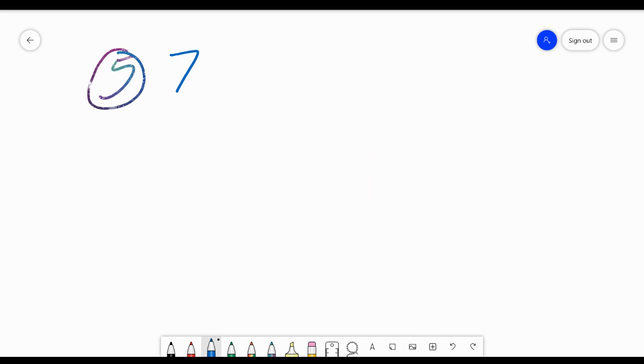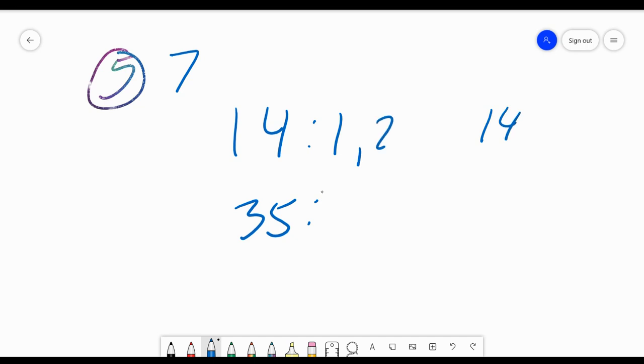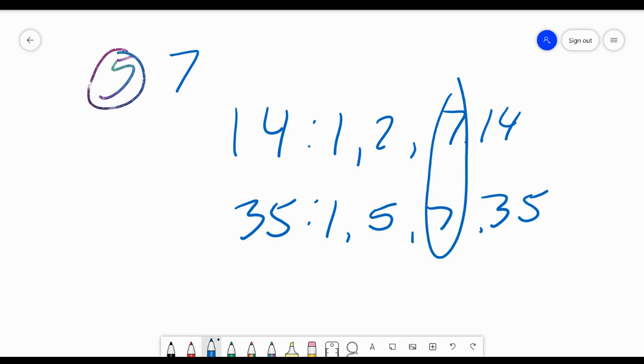Let's see how it's done the old-fashioned way. So you have 1 and 14. You have 2 and 7. You have 1 and 35. And you have 5 and 7. Your greatest common factor is 7. And yes, good.